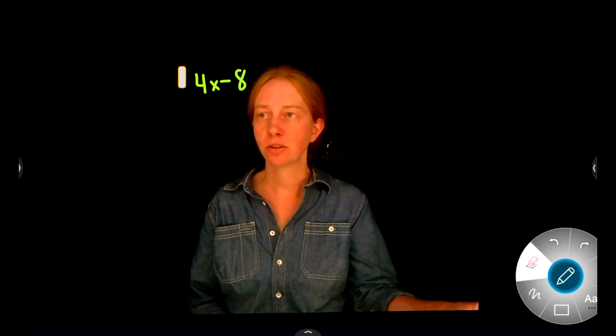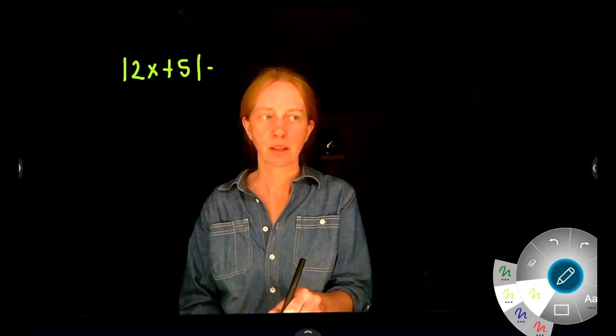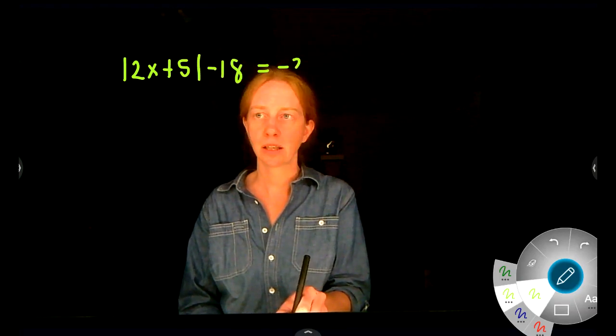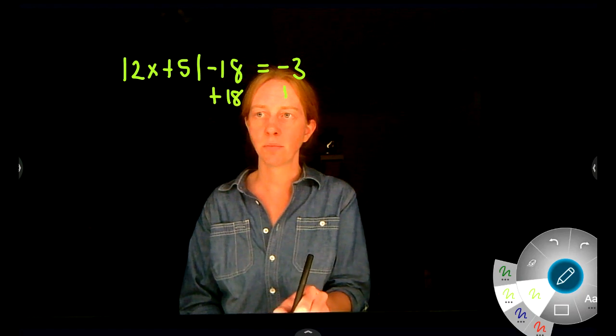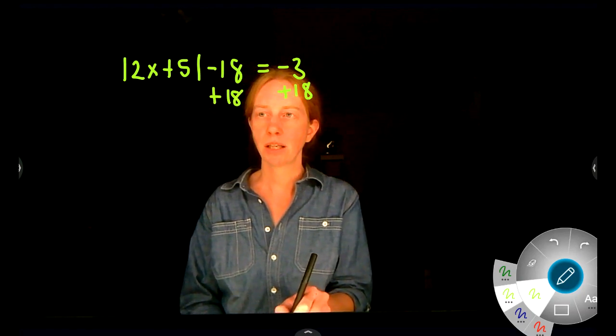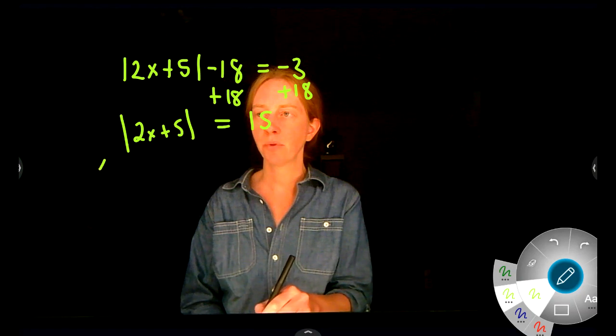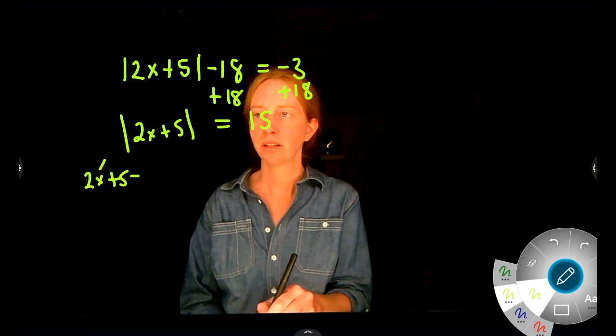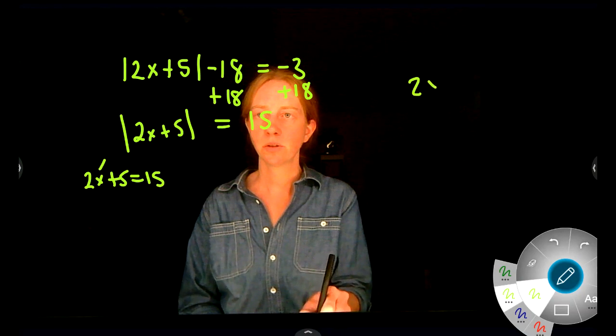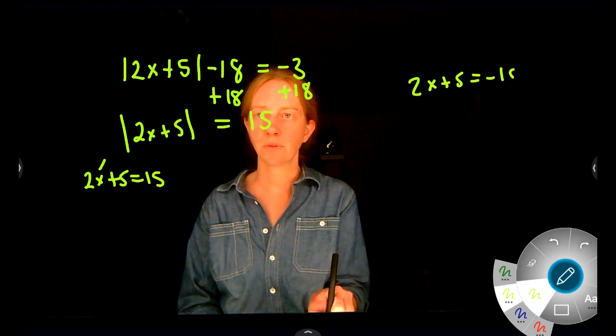This one we are going to have to solve a little bit first for that absolute value. So, whoops, turned my lights. Okay, so let's get this |2x plus 5| minus 18 equals negative 3. So let's go ahead and add the 18 to both sides. 18 minus 3 is 15. Okay, so we have two equations that we're going to set up. We're going to do 2x plus 5 is 15, and we're going to do 2x plus 5 equals negative 15.